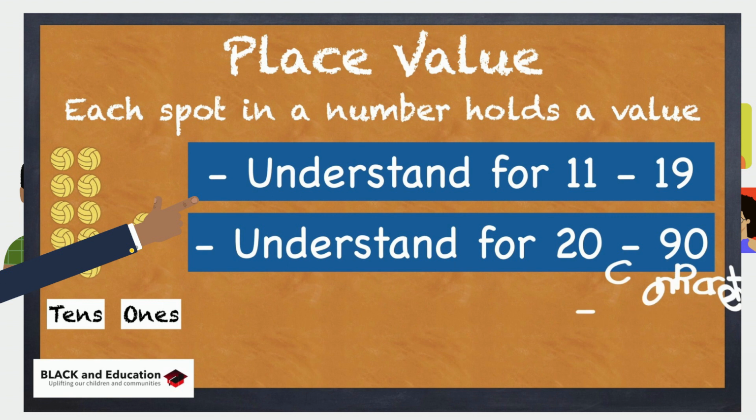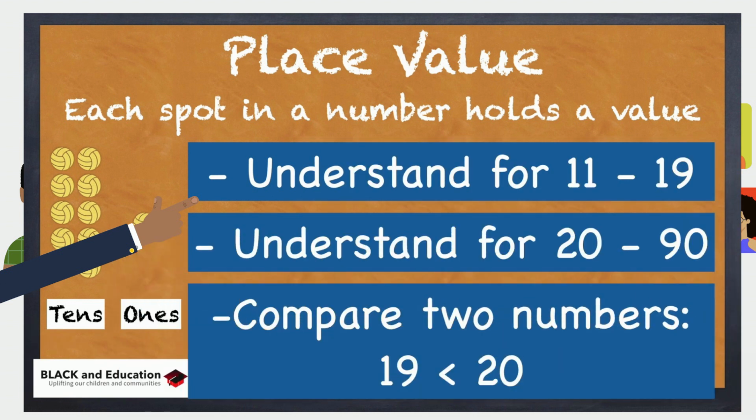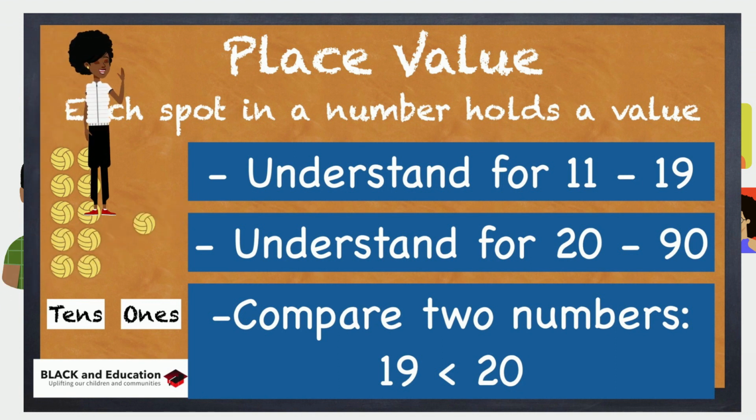There's no ones there. And then if you're a mom or dad, a parent, looking at this, make sure your child is able to compare 2 numbers. For example, they know that 19 is less than 20. So that was just a quick overview to help you understand that every number has a place value and what place value is.